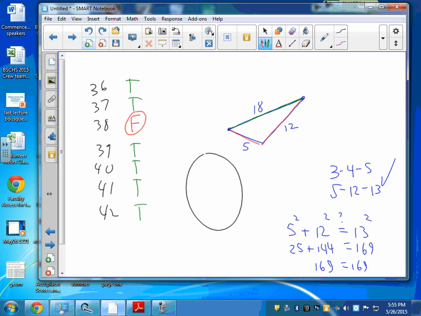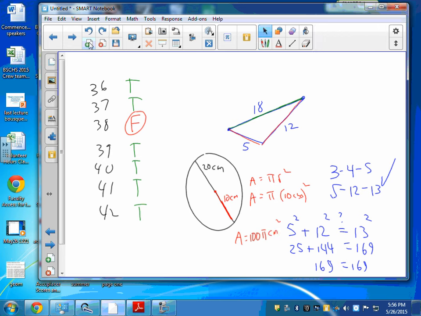Little picture. Diameter is 20 centimeters, which means the radius, which is the part that we really need, would be 10 centimeters. And we know the area is pi r squared. So the area would be pi times 10 centimeters squared. 10 times 10 is 100. And so the area works out to be 100 pi, and centimeters times centimeters is centimeters squared. True statement for number 40.